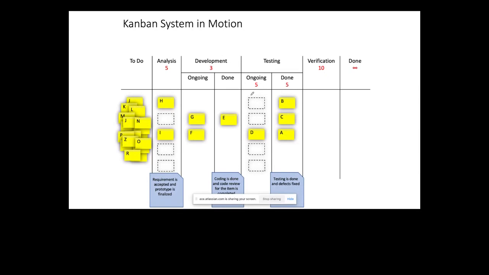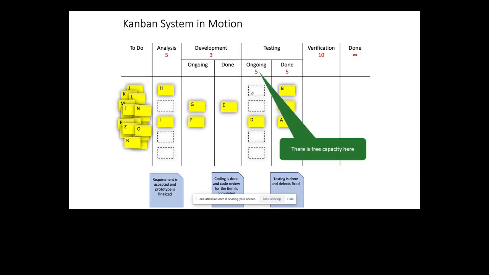Kanban works like this. First of all, we need to check whether we have free capacity in a particular status. We have this testing ongoing status, and we have put a WIP limit of 5. At the moment, the testers are testing one single ticket. Just one single ticket. There's free capacity. There are free slots, right?